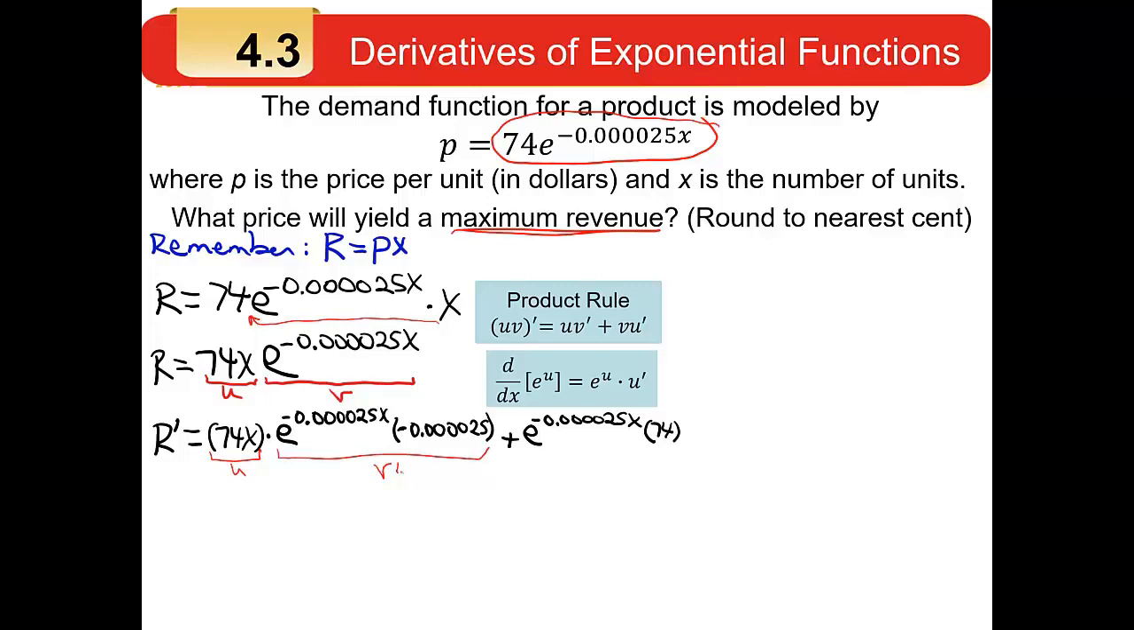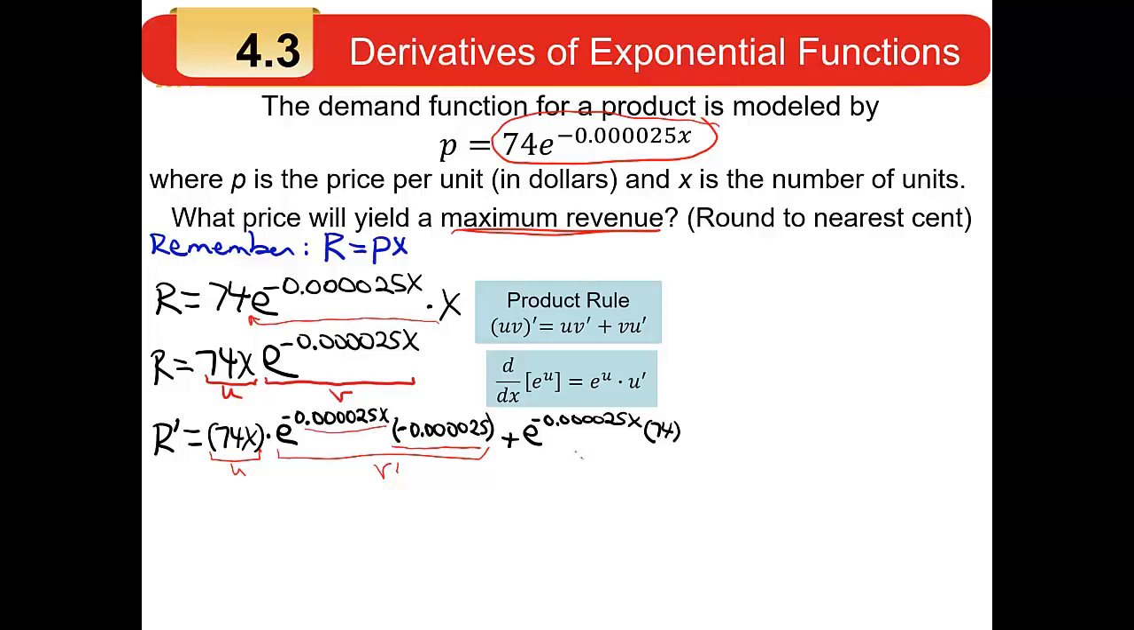Remember, the derivative of an exponential is the exponential written down, so that we're looking for the derivative of e to the negative 0.000025x. So we write down e to the negative 0.000025x, but then we multiply it by the derivative of the exponent, and the derivative of a number times x is just a number, and the number happens to be negative 0.000025. That's the first half of the product rule.